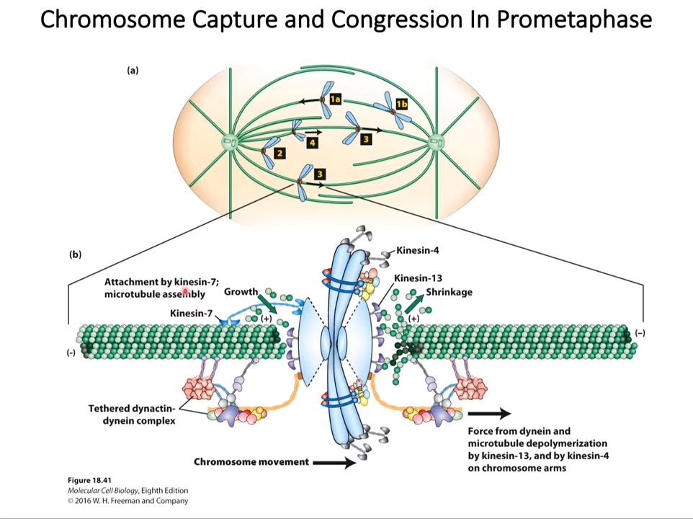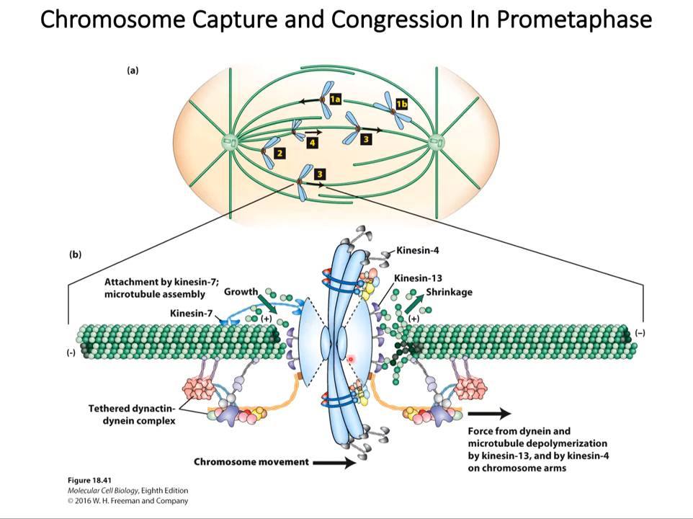On the other hand, on the lengthening side of the kinetochore microtubule, kinesin 7 holds onto the growing microtubule. Note that the chromosome arms are still pulled or pointing away from the spindle poles owing to the associated kinesin 4, which is also known as the chromokinesin.